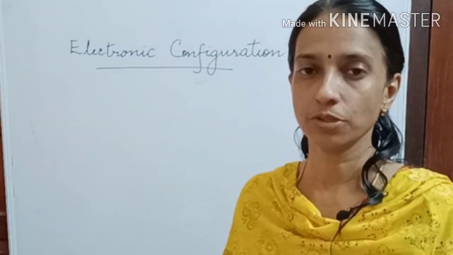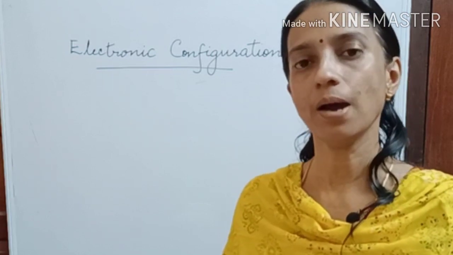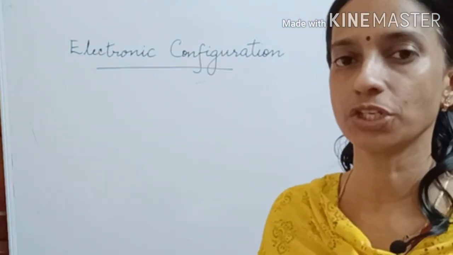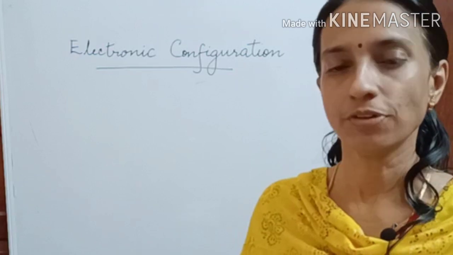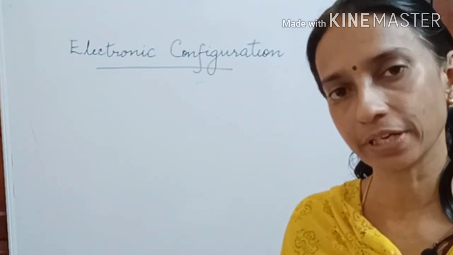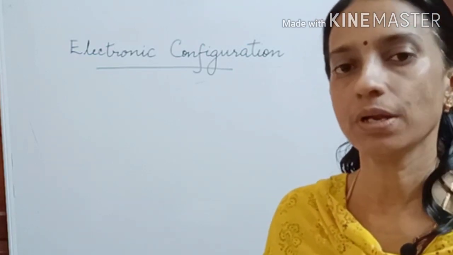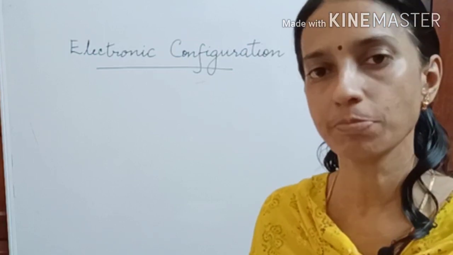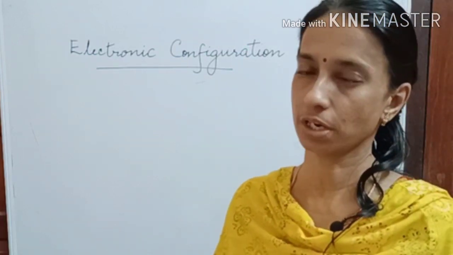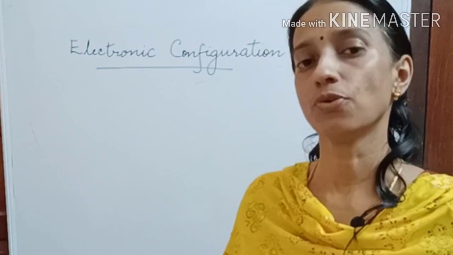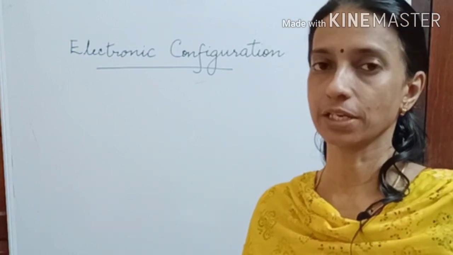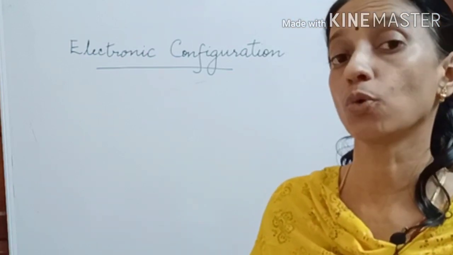Hello students, today we'll be learning about how to write the electronic configuration of different elements. First of all, what is electronic configuration? The arrangement of electrons in different orbitals is known as electronic configuration. So for writing the electronic configuration, one must know many rules.